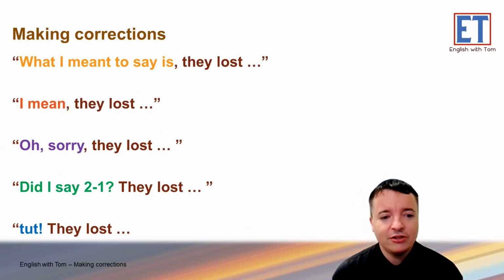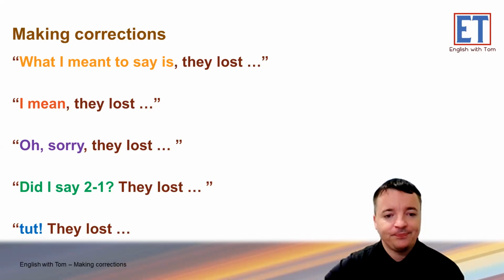Now, tut, T-U-T, you don't say tut, but it's the sound you make by putting your tongue touching the top of your mouth, and they lost 3-1. They lost 3-1. So all these are very natural ways of correcting yourself.